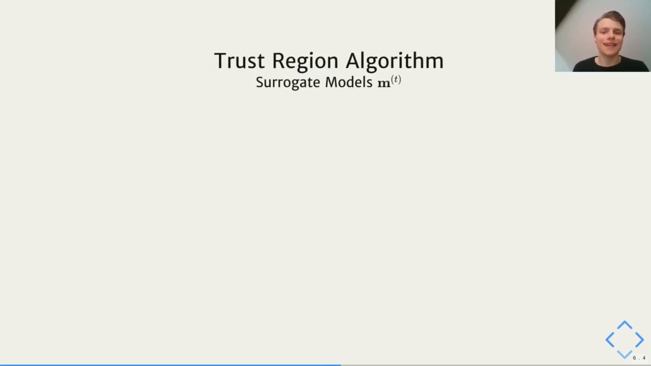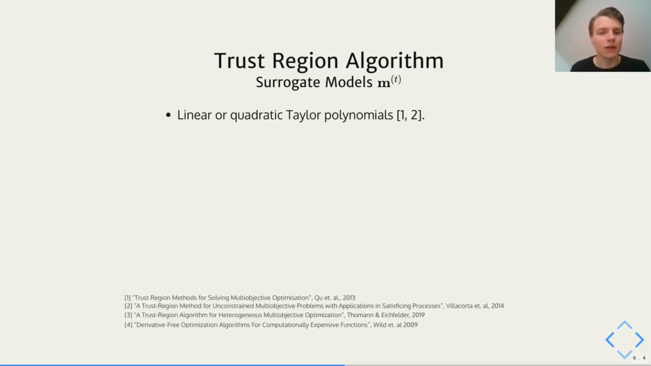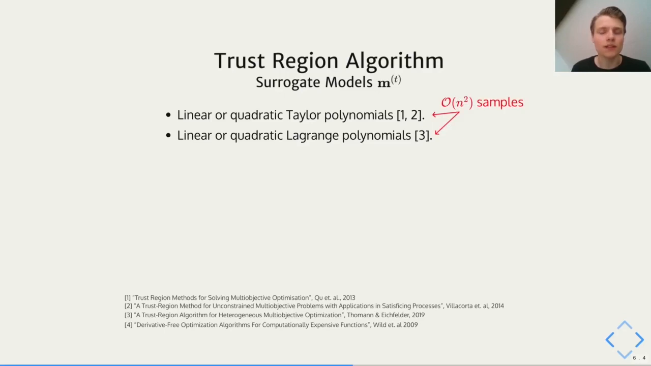I also didn't say yet how we construct our surrogate models. We have several choices for these models. If gradient information is available, or you can do finite differences, then you would usually use linear or quadratic Taylor approximations for your objectives. You can also use quadratic Lagrange polynomials, like has been done in a multi-objective trust region algorithm already by Thomann and Eichfelder. But both these approaches have the drawback that if you want to use nonlinear models, you need a number of samples for construction and thus a number of evaluations that grows quadratically with the number of decision variables.